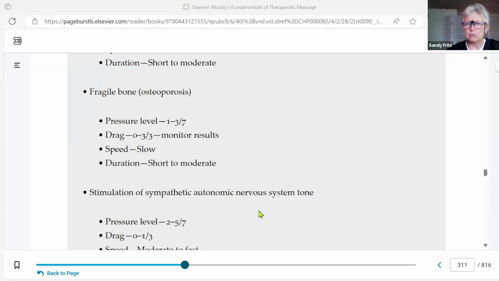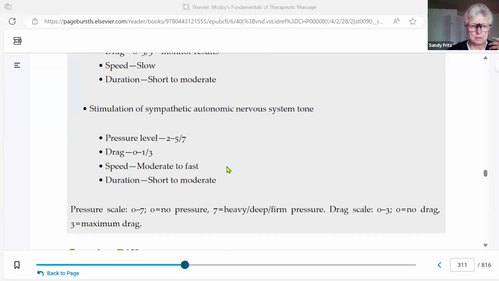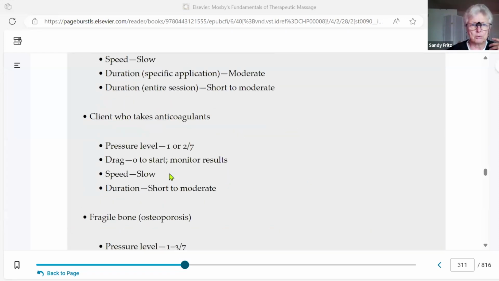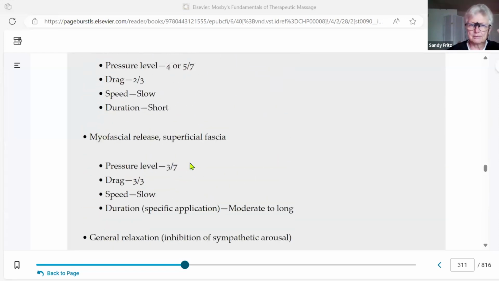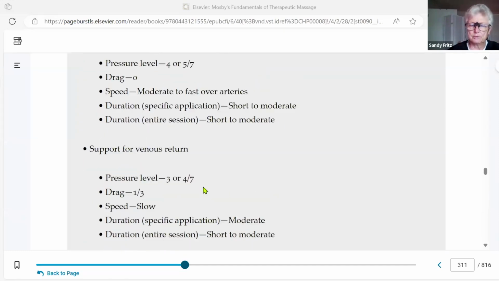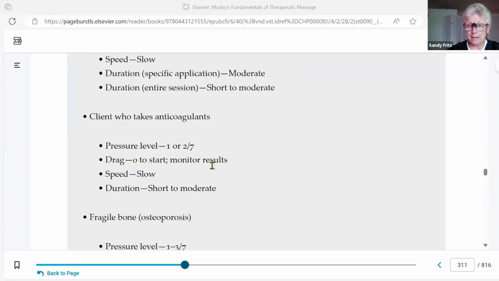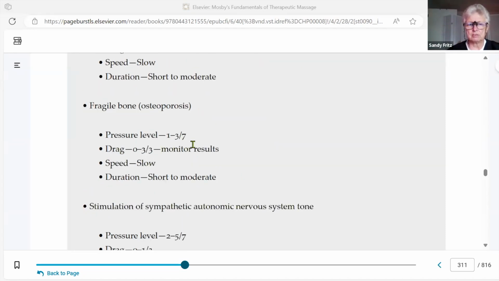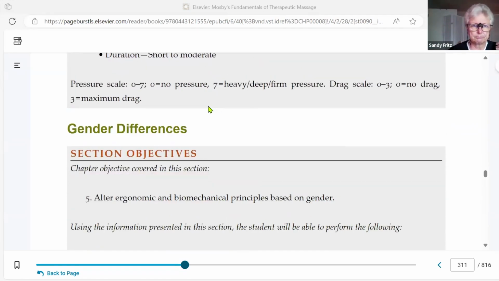If we wanted to encourage a client to have more sympathetic tone, this is what we would do. So this gives you some examples of how adaptation occurs relative to our body mechanics. Our body mechanics and how we are moving through the session does this.